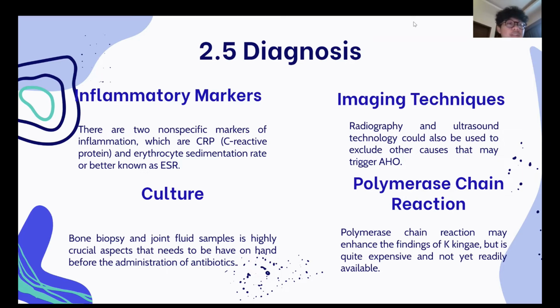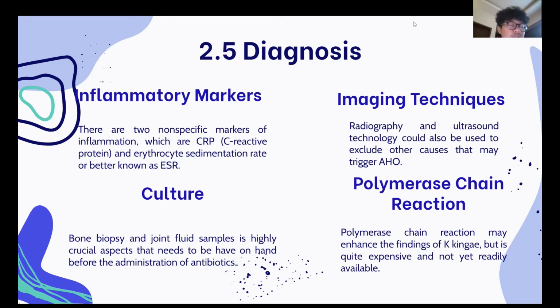So starting off with the first point, the inflammatory markers, there are 2 non-specific markers of inflammation, which are CRP or C-reactive protein and erythrocyte sedimentation rate, or better known as ESR. Next up is imaging techniques. So radiography and ultrasound technology could also be used to exclude other causes that may trigger AHO.